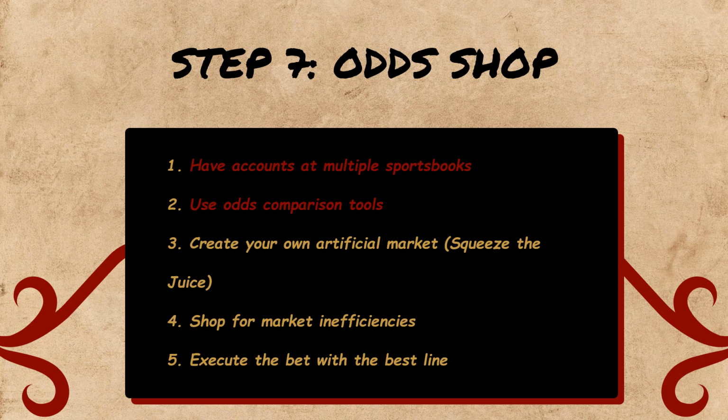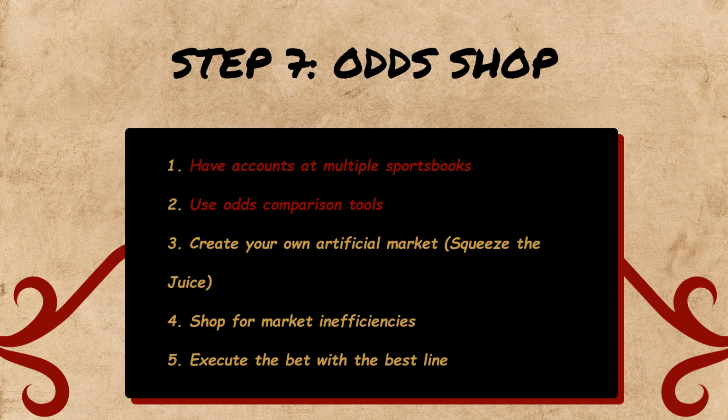So we're going to start at number 3, which is going to be create your own artificial market, also known as squeezing the juice. We went over this in depth in chapter 4, odds shopping. The idea is to combine odds from multiple books to create your own low or no vig market. You're looking for pricing gaps where one book offers maybe minus 104 and another has plus 105. That's going to be your edge.